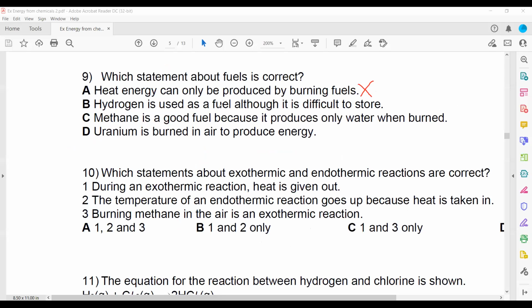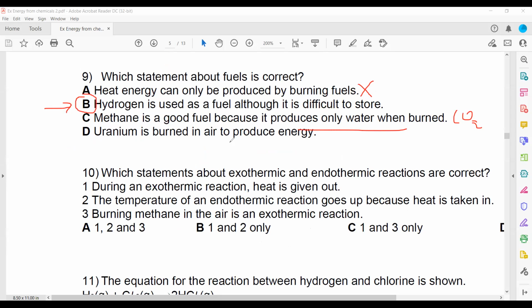When we check B, hydrogen is used as a fuel. It is difficult to store. B is the right answer. As I mentioned, we can use hydrogen as a fuel. But the problem is it is difficult to store. Methane is a good fuel because it produces only water. That's wrong, because when we burn methane, it produces water and carbon dioxide.